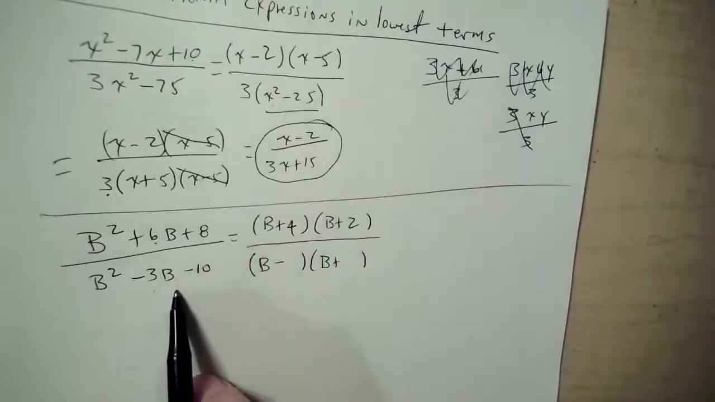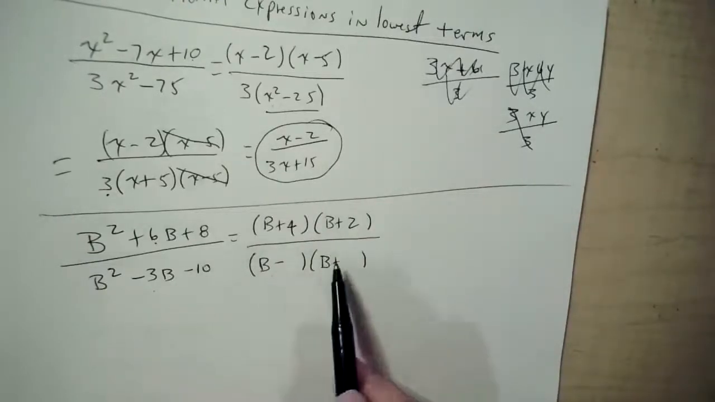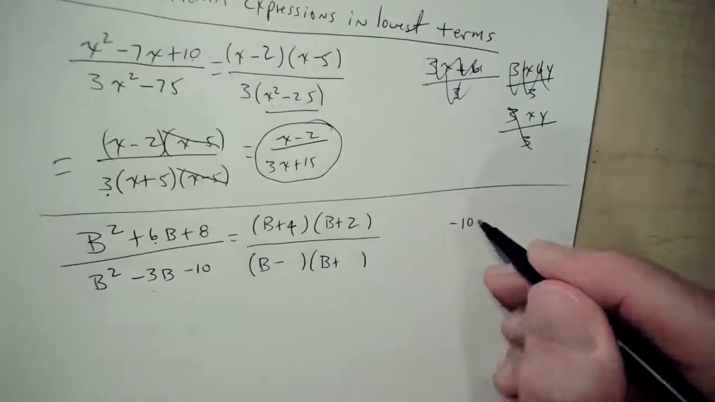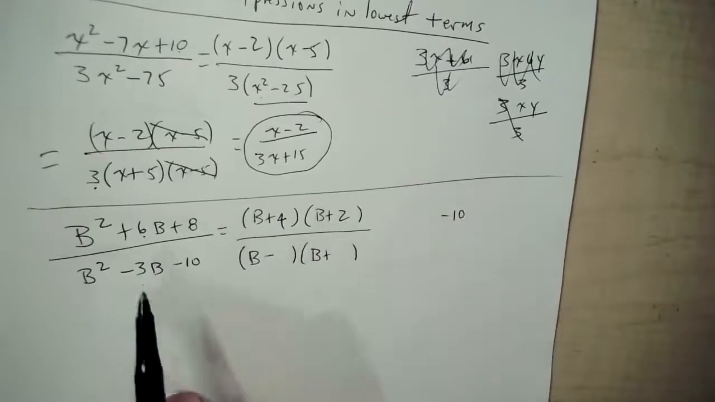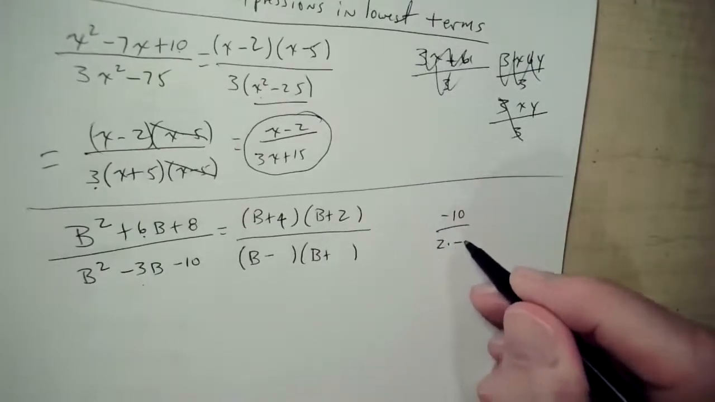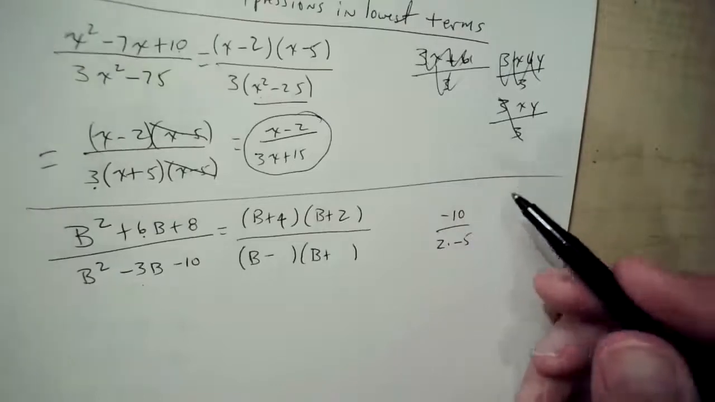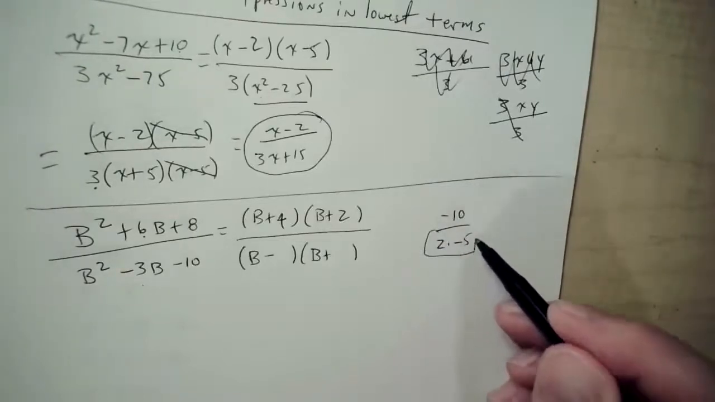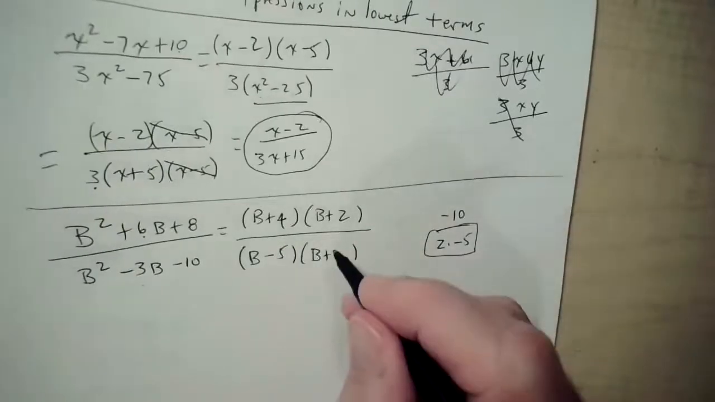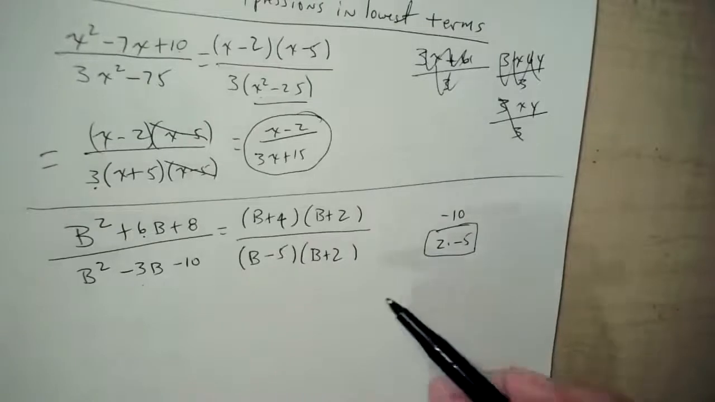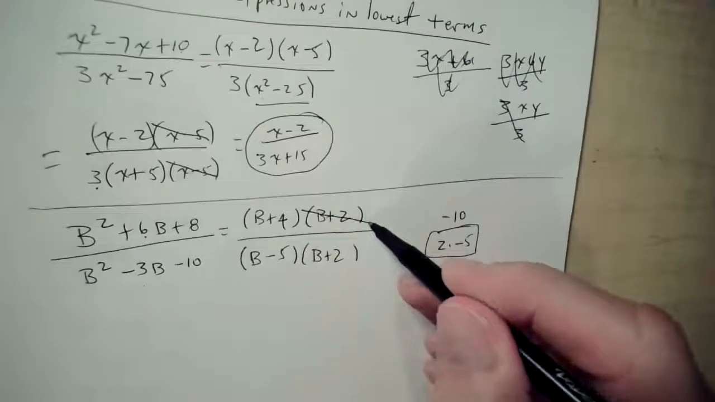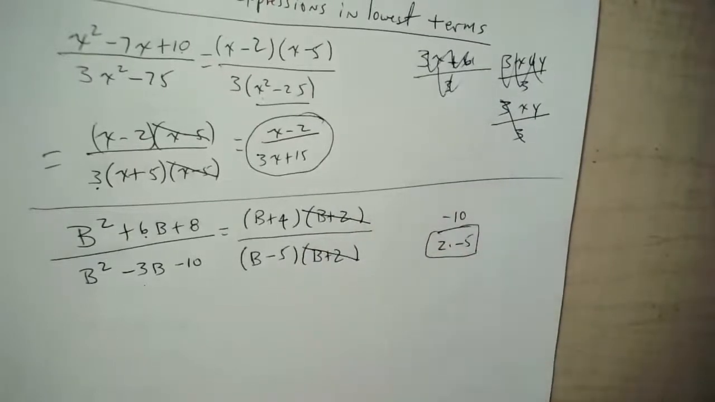Okay. Now here we have the difference, so what are the factors of negative 10 that combine together to give us negative 3? 2 times negative 5, that's it there, isn't it? 2 times negative 5. Negative 5 plus 2. Okay, now what can we factor out or reduce? b plus 2 over b plus 2 is 1.